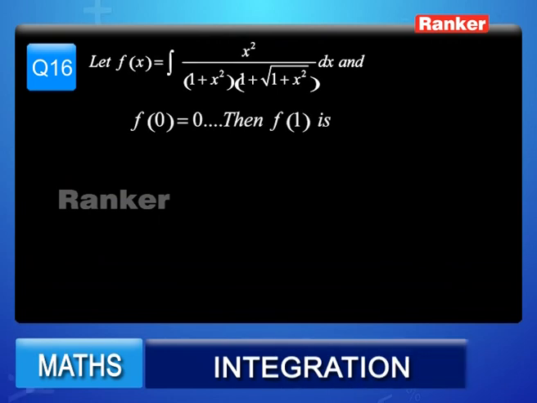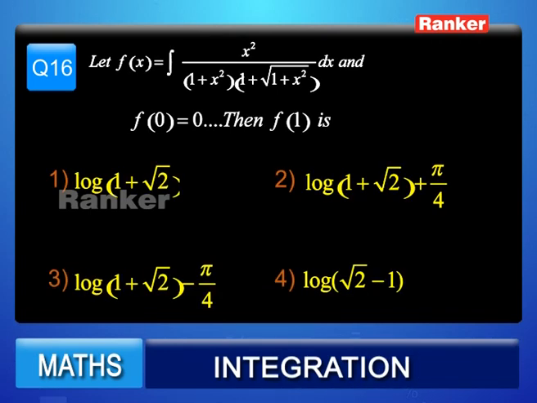Let us move on to question number 16. Let f of x be integral x square by 1 plus x square into 1 plus root over 1 plus x square dx, and f of 0 is equal to 0, then f of 1 is equal to, first option log of 1 plus root 2, second option log of 1 plus root 2 plus pi by 4, third option log of 1 plus root 2 minus pi by 4, and fourth option log of root 2 minus 1.